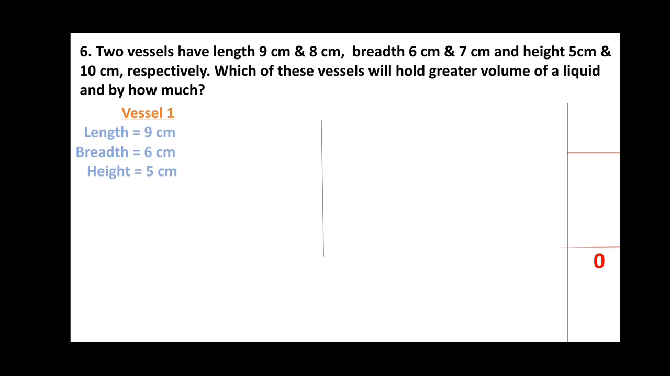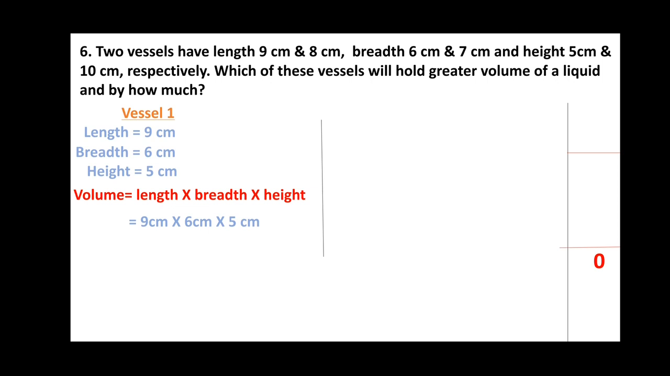Note down one thing, you cannot write the length of vessel 1 as 8 centimeter. Why? Because it is clearly mentioned that the length, breadth and height is given respectively. So you should follow that order. And what we have to find here is volume. So let us write the formula, that is length into breadth into height. Then we have to substitute the values, that is 9 centimeter into 6 centimeter into 5 centimeter.